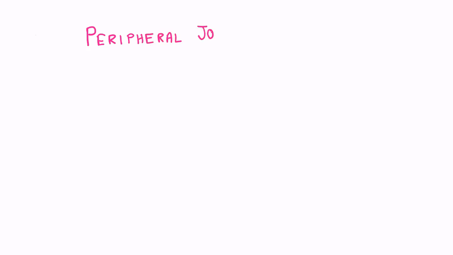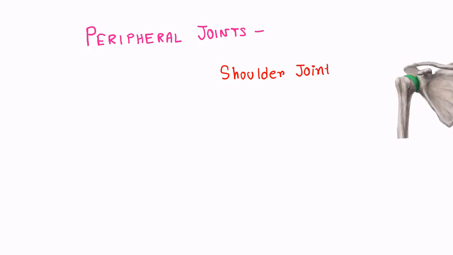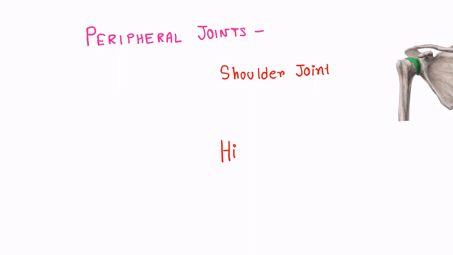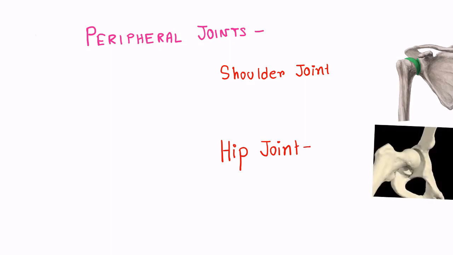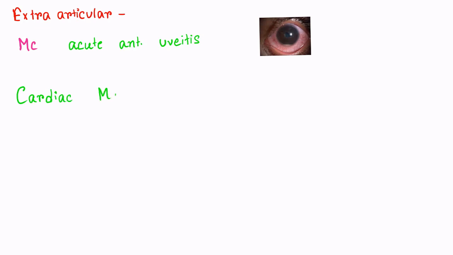Peripheral joints are also involved in ankylosing spondylitis, like the shoulder joint and hip joint. Dactylitis may also occur, involving the whole finger. It can also affect other systems of our body, most commonly acute anterior uveitis.